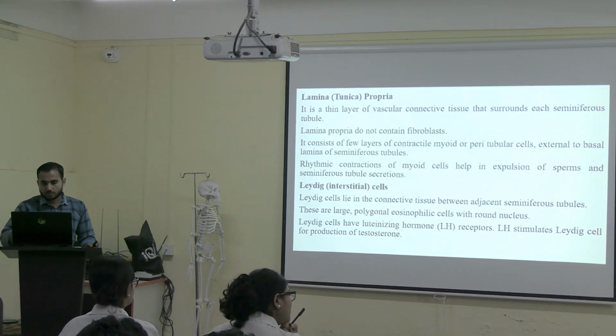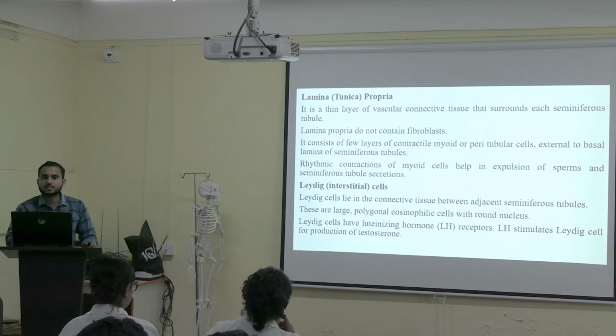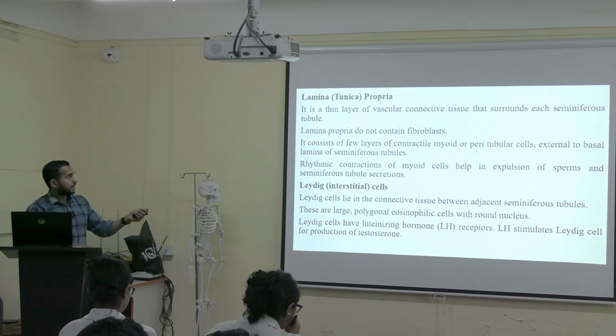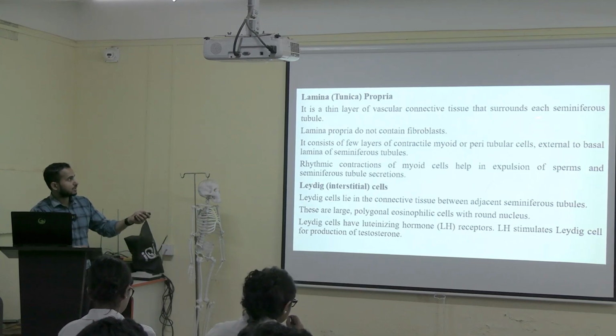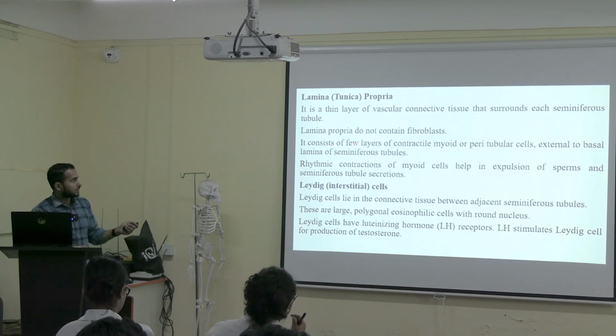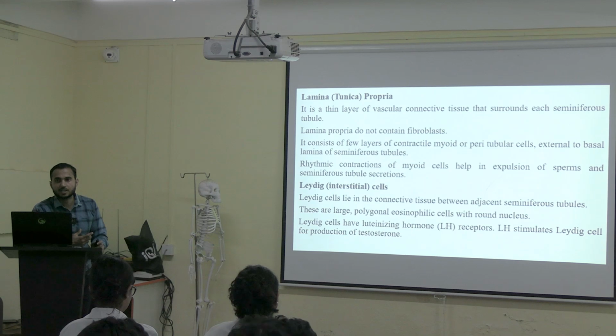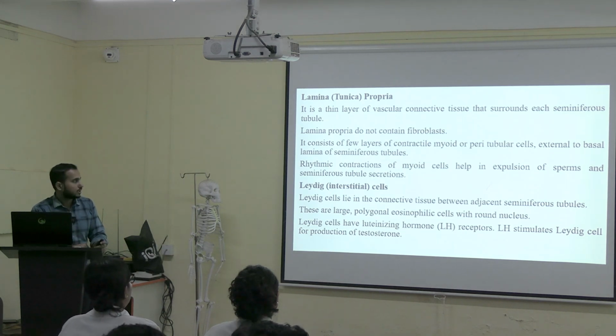Next, the lamina propria is also there. This lamina propria is nothing but vascular tissue, which is present between the adjacent cut sections of the seminiferous tubules. This vascular connective tissue surrounds each seminiferous tubule. Fibroblasts are absent, but it contains a few contractile myoid cells, and the contraction will help in the movement of the spermatozoa.